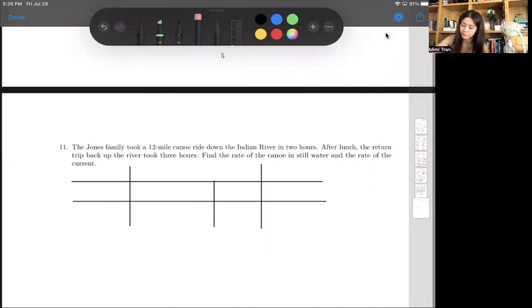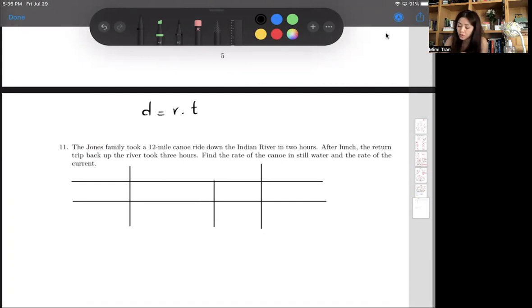Okay. All right. So, do you agree with me? Assume that the velocity is constant, it doesn't change, right? So distance is rate times time, right? Here we have two situations. The John family took a 12-mile canoe ride down the Indian River in 2 hours. After lunch, they returned. The return trip back up the river took 3 hours, took longer. Find the rate of the canoe in still water and the rate of the current.